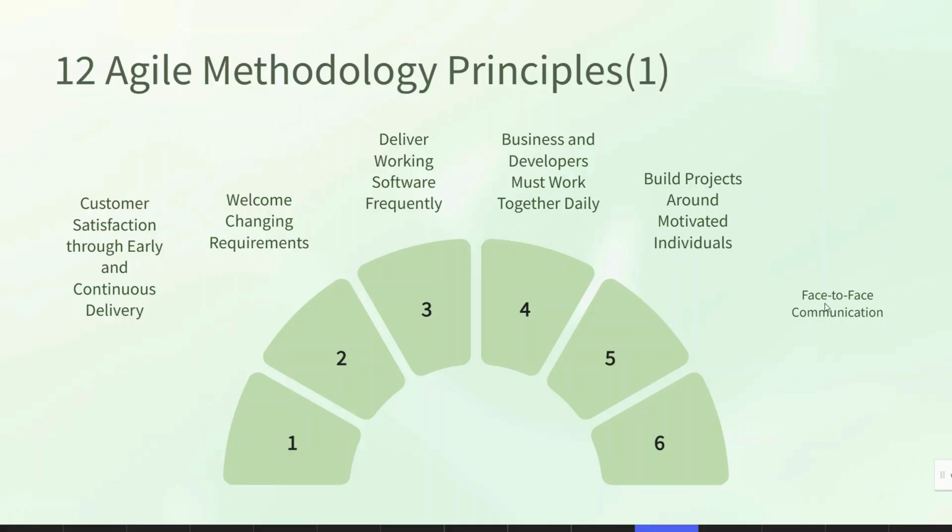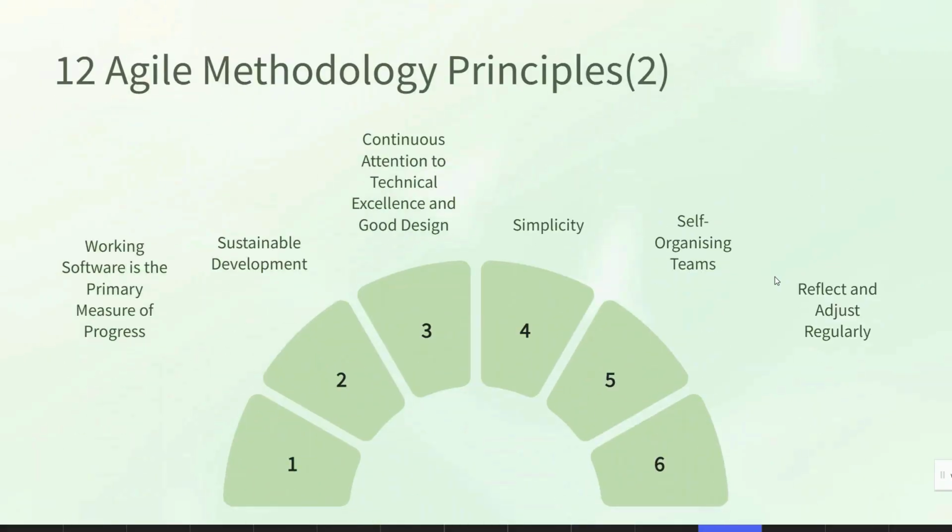So then we have face-to-face communication. Okay, so actually talking directly in person or through video calls is the best way to share information quickly and clearly. So emails and documents are slower, and can cause misunderstanding in business. Okay, so next we will discuss the six more agile methodology principles.